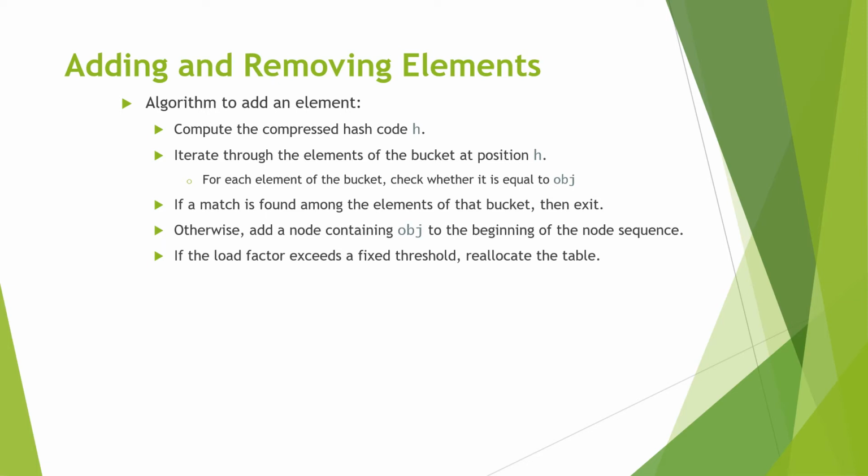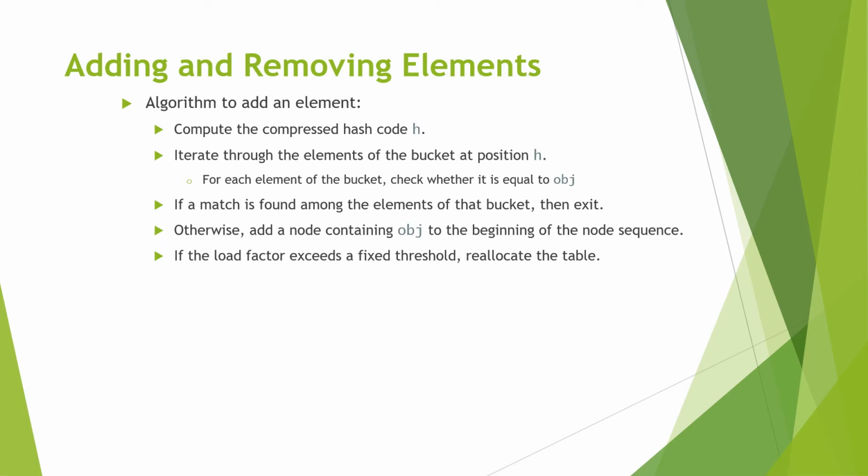So after finding the position h, you have to check all the elements in that bucket and see whether they're equal to the object that you want to add. If a match is found among the elements of that bucket, it means that that object is already part of the set, so you need to exit and do nothing. Otherwise, you need to add a node containing that object to the beginning of the node sequence. So you need to add that object at the first of the linked list existing in the bucket with index h.